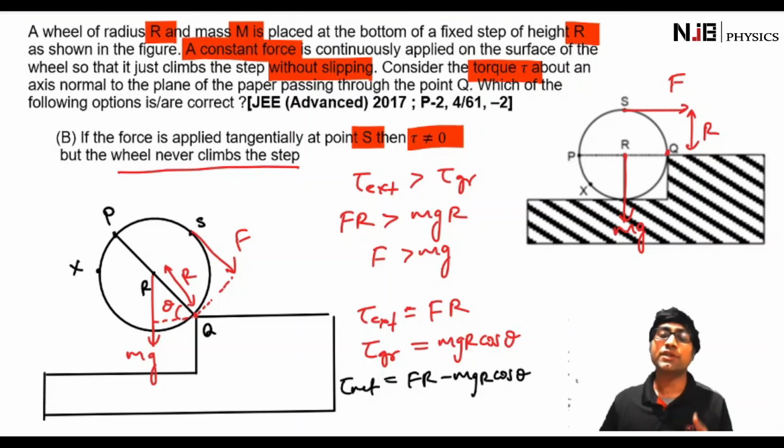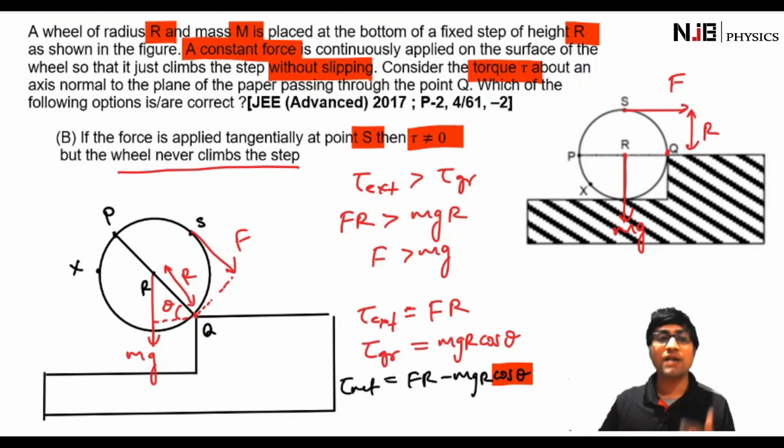And if you are interested in knowing whether this torque is increasing or decreasing or it is constant, then you can just look at this angle theta. If the disk is rotating and if it is climbing up the stairs, then this angle theta is going to increase. If the angle theta is increasing, then cos theta is going to decrease, and if cos theta is going to decrease, then the net torque is going to increase. So that means the net torque on this wheel about the point Q is going to be increasing as the disk is climbing up the stairs.